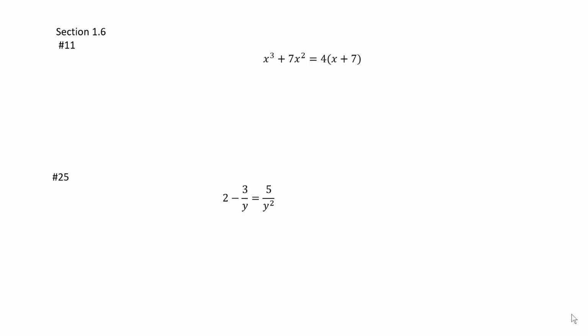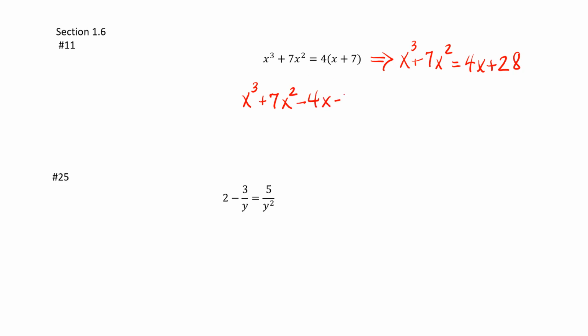Okay, number 11 on section 1.6, we have x cubed plus 7x squared equals 4 times (x plus 7). And so first thing we want to do is use the distributive property to distribute that 4 on the right side. So we'll have x cubed plus 7x squared equals 4x plus 28. Now we want to move everything to one side, subtract 4x on both sides, subtract 28 on both sides, so that we have 0 on the right side of the equation.